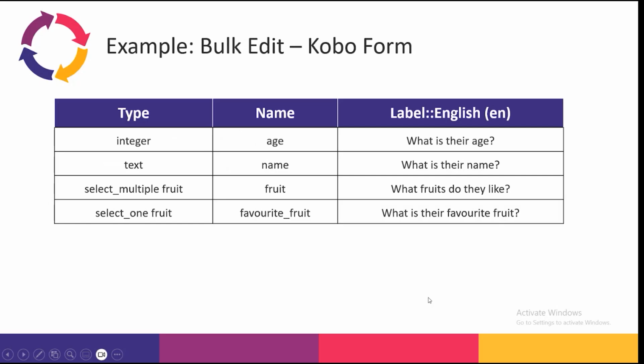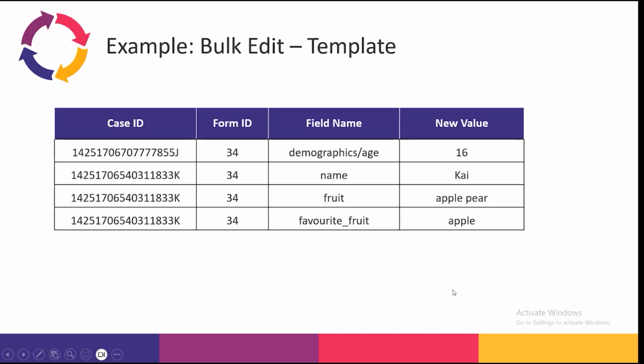So here's an example. You have the columns as in COBOL. You have a number of different type fields here: integer, text, select multiple, and select 1. And then you have the name, and then you have the label. The label is what people will see when they're looking at the survey. The name is essentially what COBOL is reading and what Xi is reading in this case. So you have the age, what is their age, name, what's their name, fruits they like, and favorite fruit. That would be the single select. The next slide will go into how we might want to edit this.